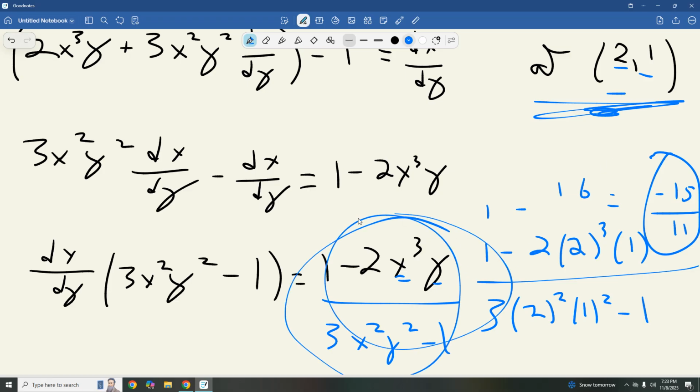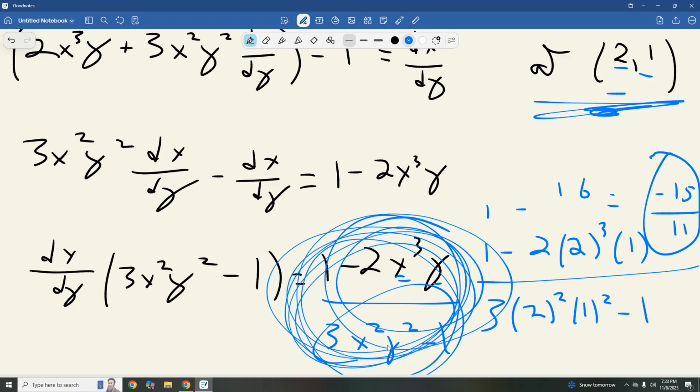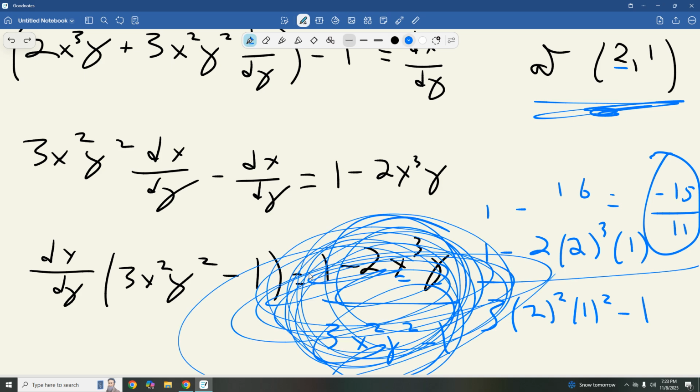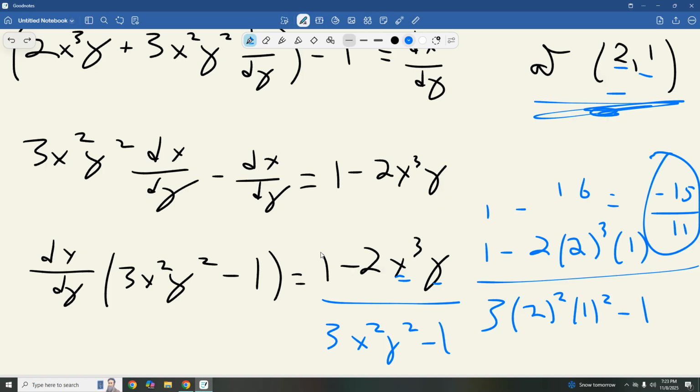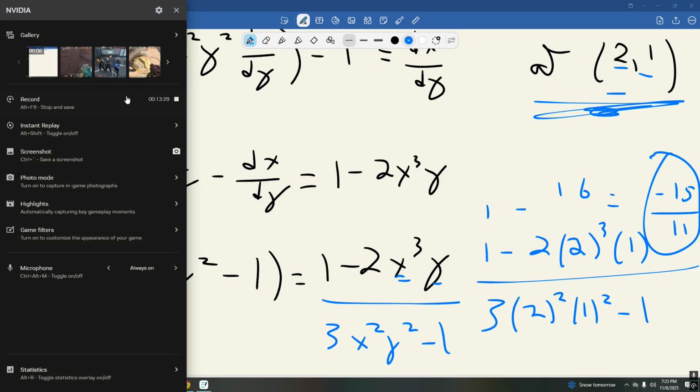And this is what the answer would be if it's not at (2, 1). So yeah, that's pretty much the entirety of implicit differentiation that's going to be on my exam. So I don't really have to visit that anymore, honestly, I think I have it pretty much down. So anyway, moving on to whatever's next.